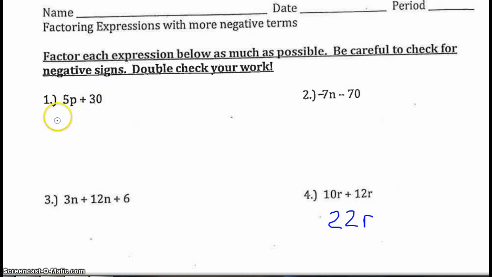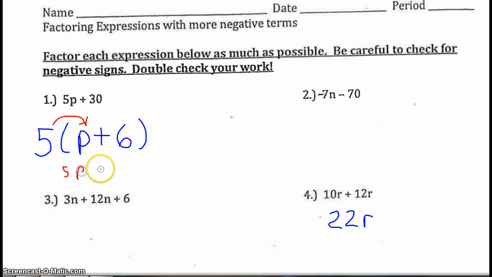5p plus 30, that one I can do with my reverse distributive property, my reverse claw. I can divide both of these terms by 5. So 5p divided by 5 is 1, so I'm left with 1p, or just p. 30 divided by 5 is 6. And if I wanted to double check my work, I do 5 times p, that's 5p, plus 5 times 6, that's 30. So I'm right. I did it right.